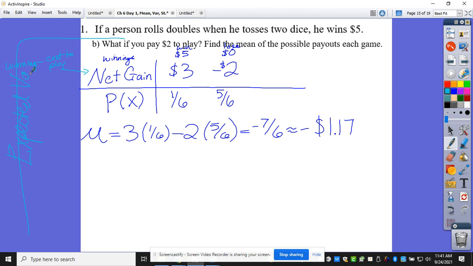But expected value is just the what? Mean. Sometimes they write expected value as E of X. It's just the mean, but it includes your wins and your losses, your net gain stuff. So net gain, or mean and expected value, you're doing the exact same thing.